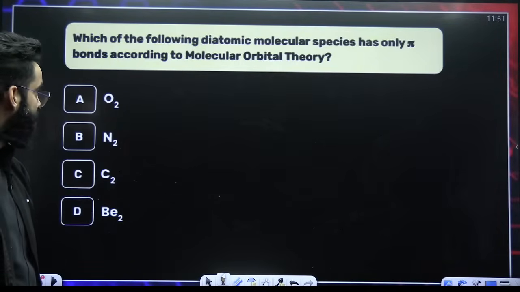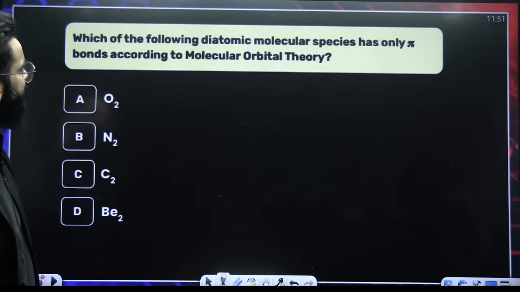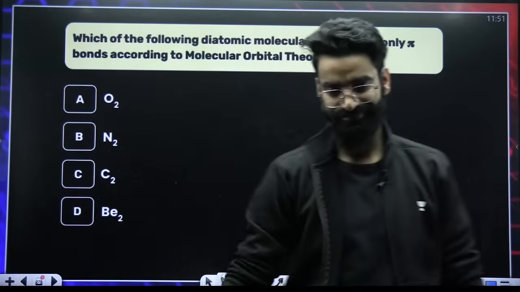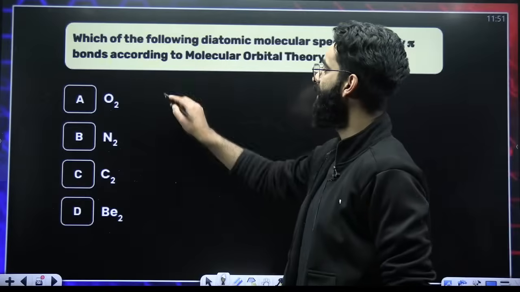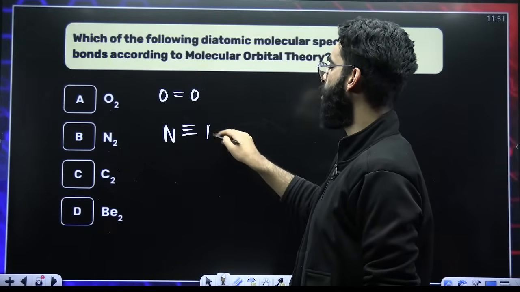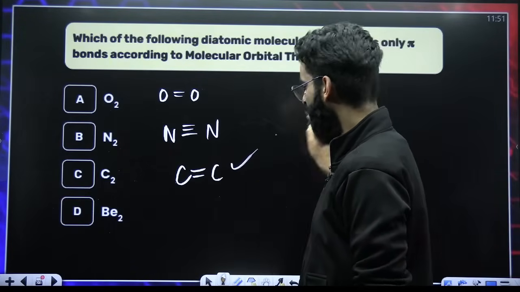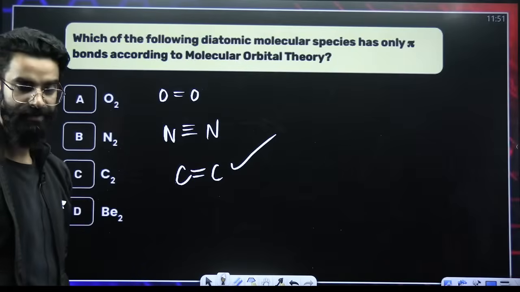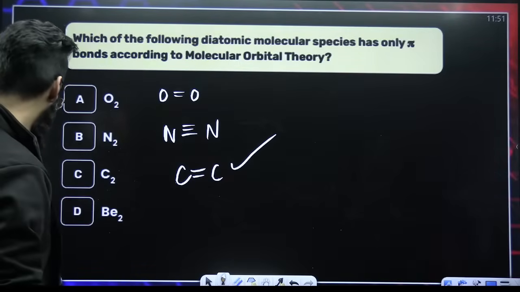This question, yesterday I told you. Which of the following diatomic molecule species has only pi bonds? Only pi bonds. This was discussed yesterday. O2 has 1 sigma, 1 pi; in C2, both are pi bonds. Right? This was explained by MOT, if you remember.